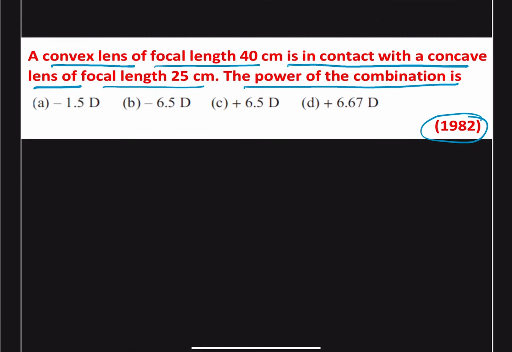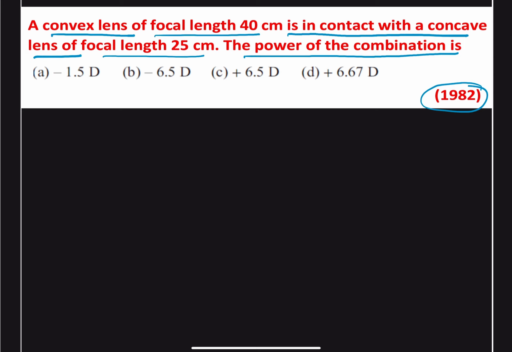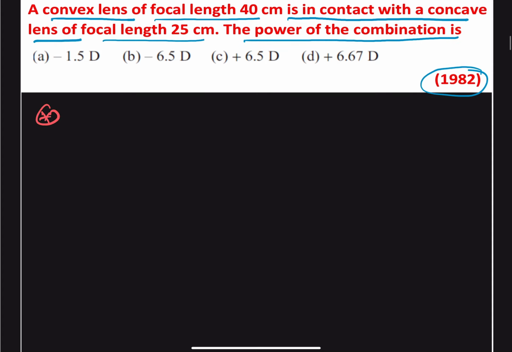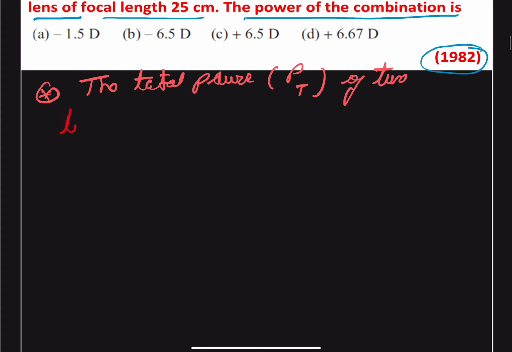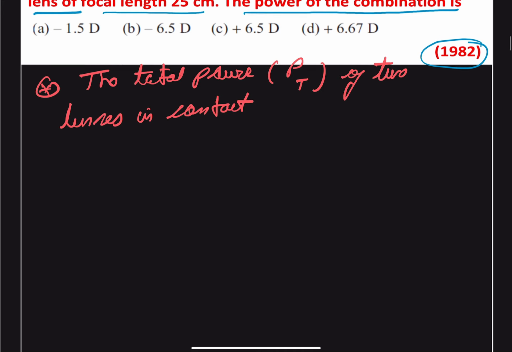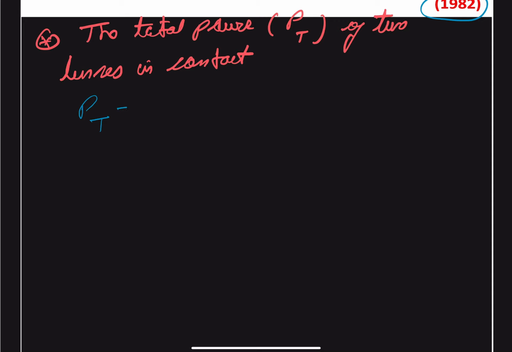We know the formula. When two lenses are in contact, the total power PT of the two lenses in contact can be written as PT is equal to power of the convex lens plus power of the concave lens.